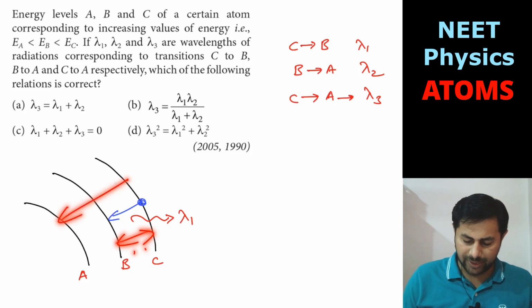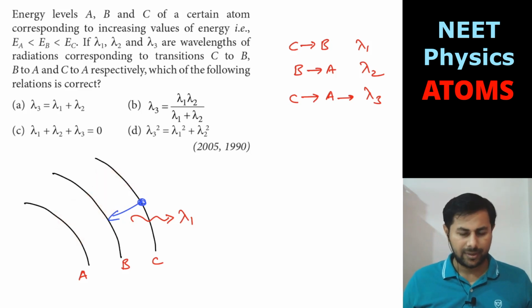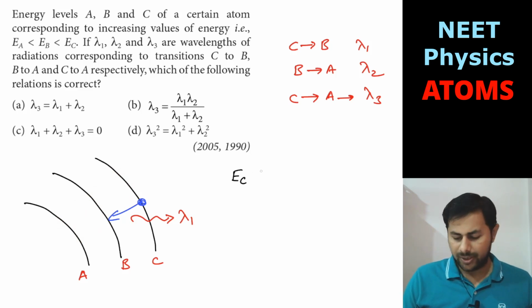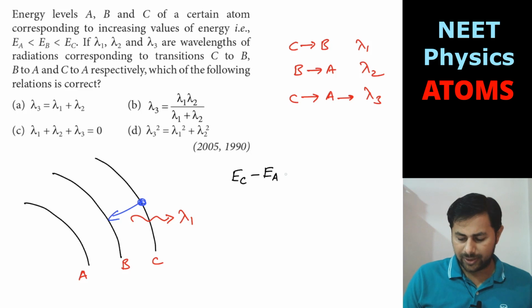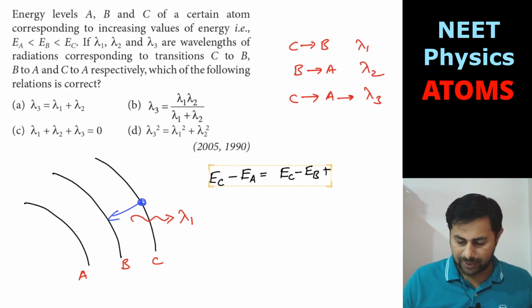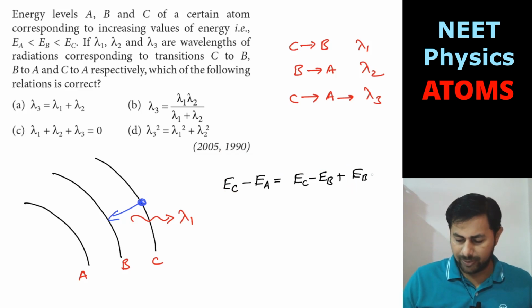The energy difference between C and A can be written as the energy difference between C and B plus the energy difference between B and A. So energy of C minus energy of A is equal to energy of C minus energy of B plus energy of B minus energy of A.